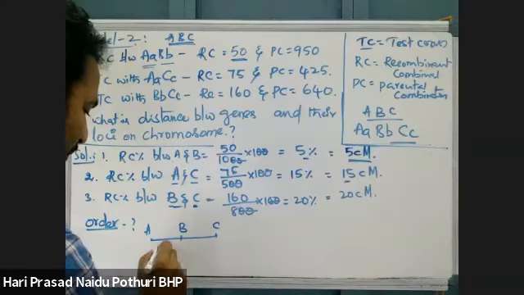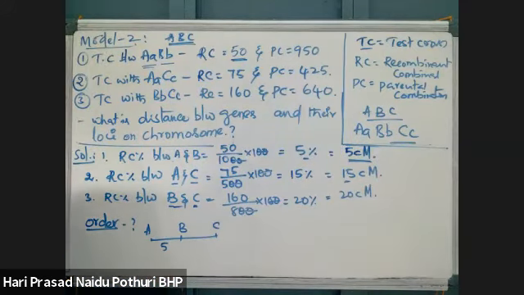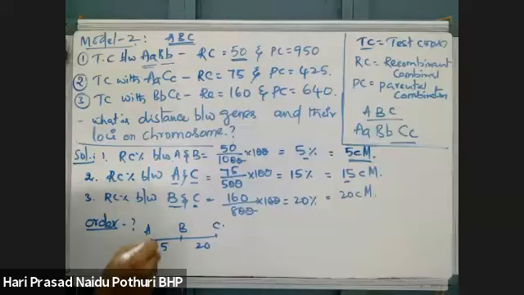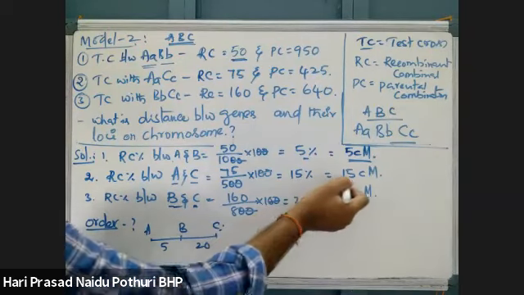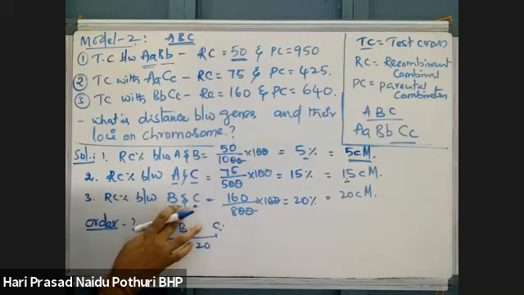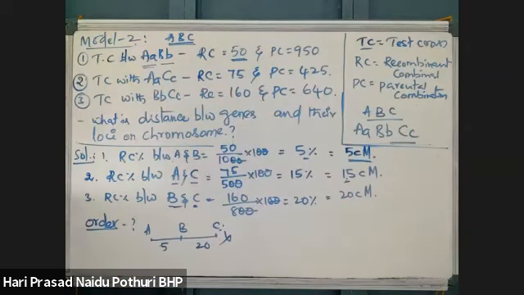If the order is like that, what is the distance between A and B? A and B is 5 centimorgans. The distance between B and C is 20. But the distance between A and C should be 15, but here 5 plus 20, 25 will come. This is not possible.